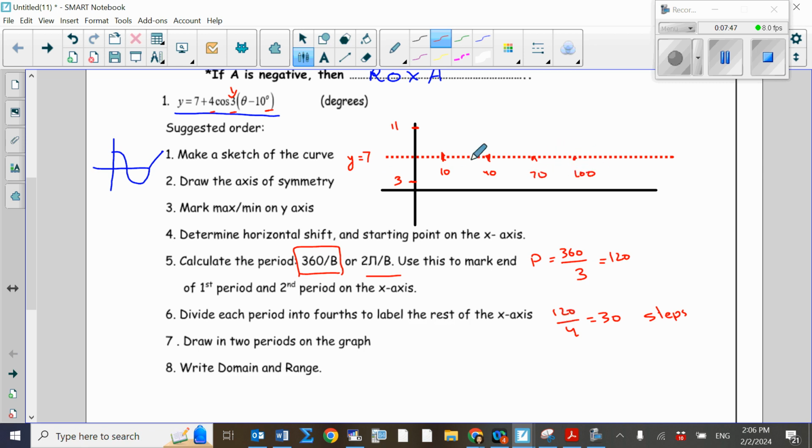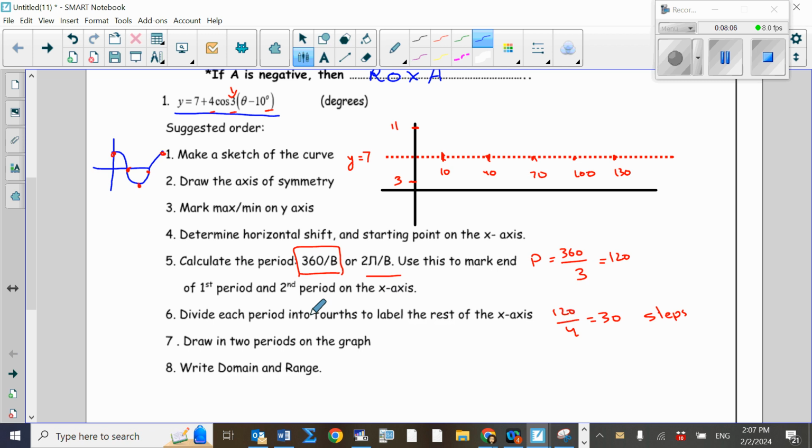I need one more because in one cycle, we have 5 critical points. You see high point, low point, I'm sorry, midpoint, low, mid, and high. There are 5 points in one cycle. So the next one will be here, 130.